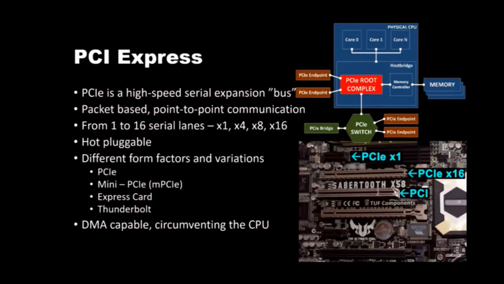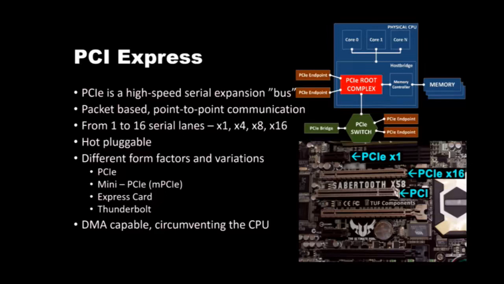Depending on how much bandwidth the device needs, it can consume between 1 and 16 serial lanes. A graphics card that needs lots of bandwidth typically consumes 16 lanes. PCI Express is designed to be hot pluggable, and it comes in many form factors and variations. It comes as the standard form factor, as you all know, the standard graphics card and similar things. It comes in the mini PCI Express form factor, as you saw on the previous slide. It comes as Express Cards, which go into laptops, and Thunderbolt also encapsulates PCI Express.